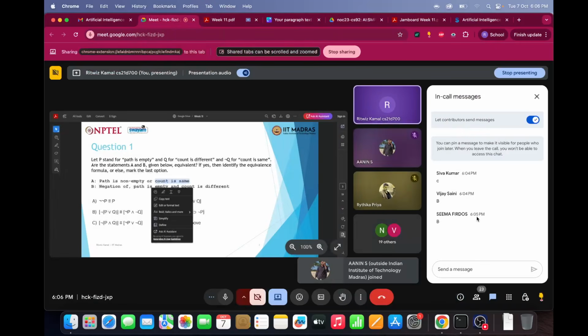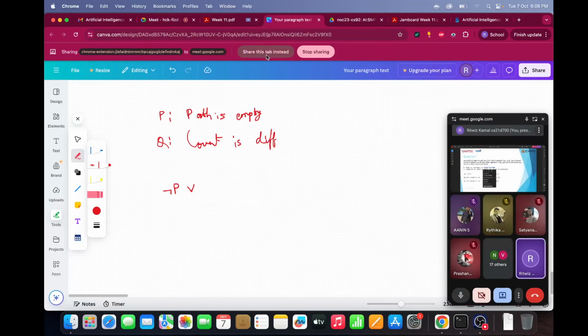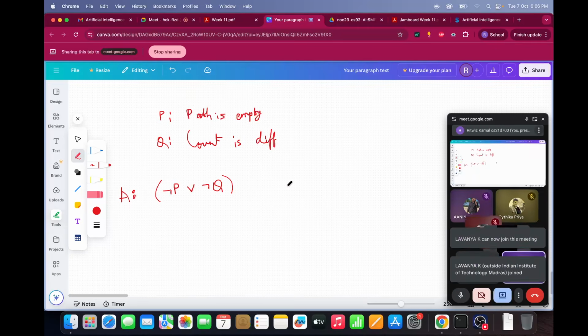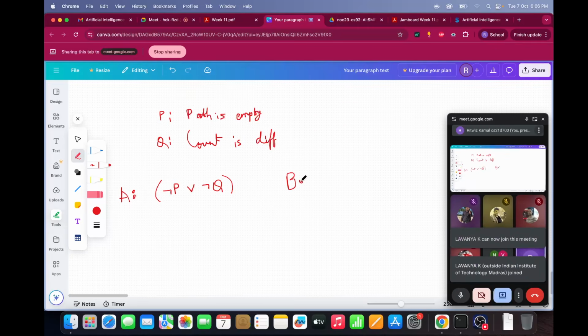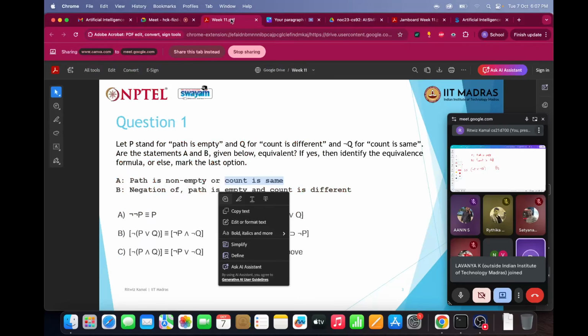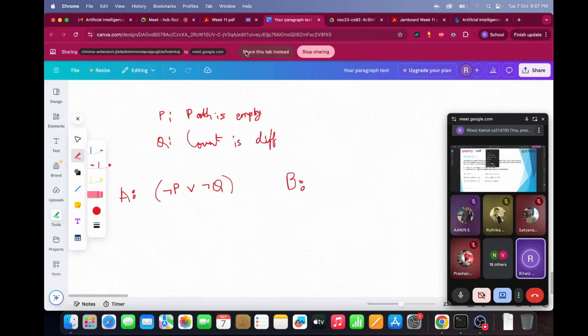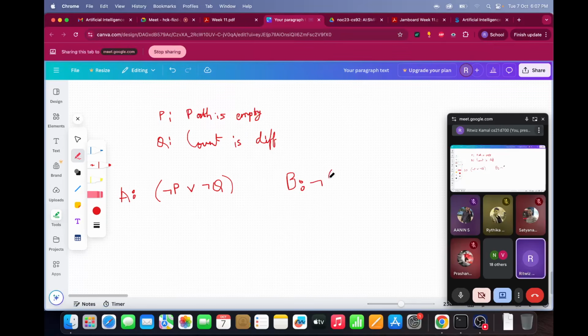Is there a doubt? Okay, maybe not. So this is what is represented by statement A. Let's look at what statement B is representing. Statement B says negation of something. So negation of this whole thing. Let's write down the negation part first. So there is a negation of something.